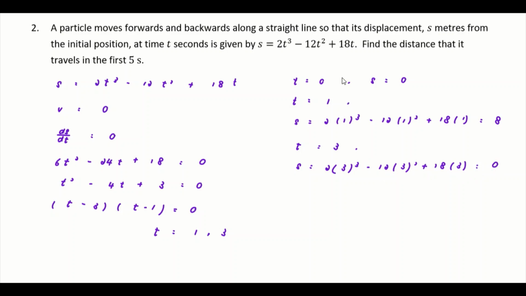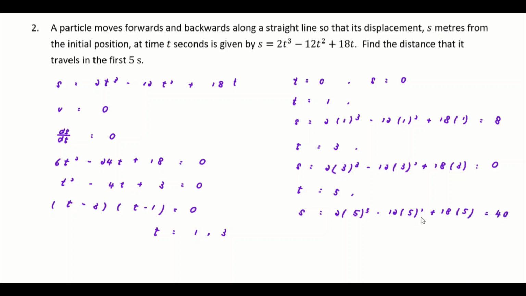So you can imagine that what happened here is that it starts from the initial point, moving to the right hand side at t = 1. Then after that it stops, changes direction, and comes back. It takes 2 seconds to go back to the initial point. That's why it comes back to the origin when t = 3. Then after that, let's check t = 5. We have s = 2(5)³ − 12(5)² + 18(5). From here, I'll be able to get 40.